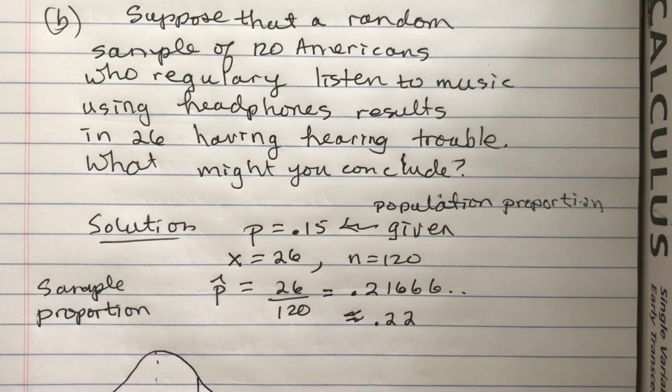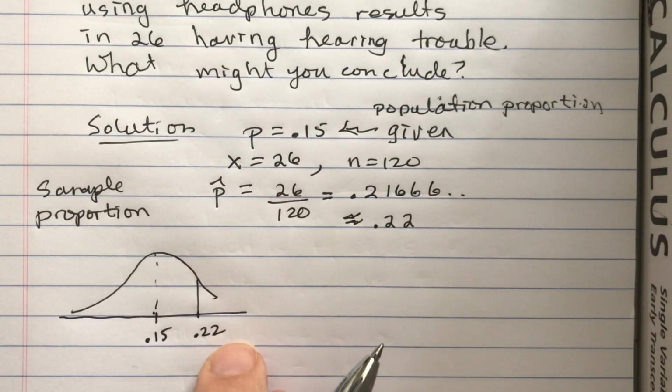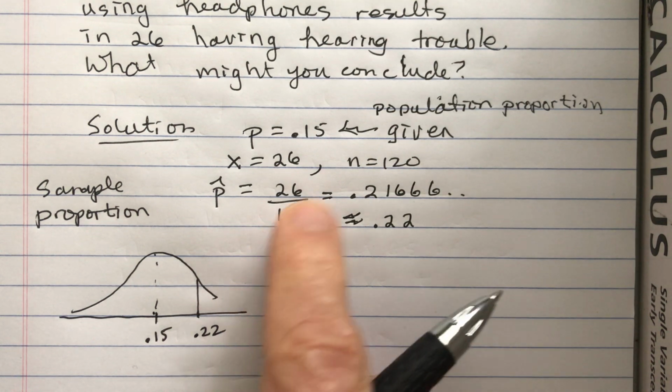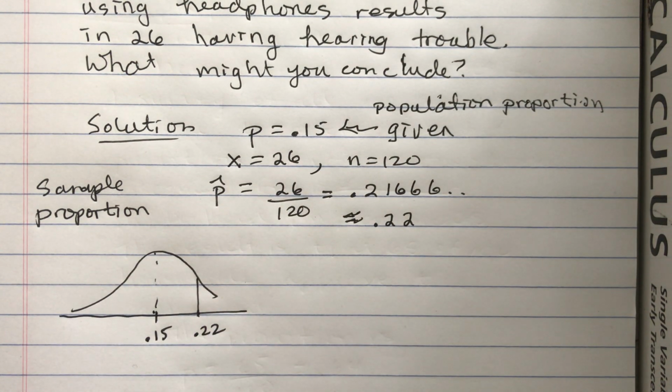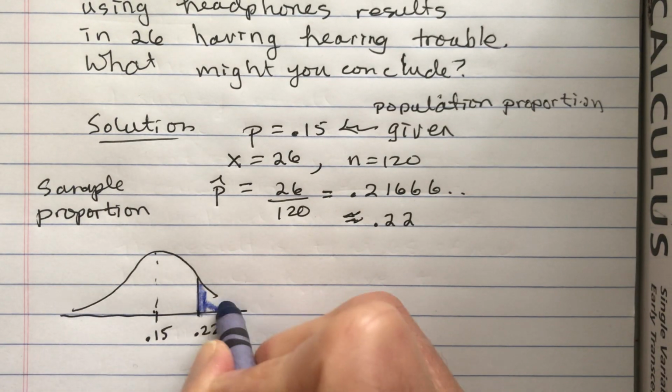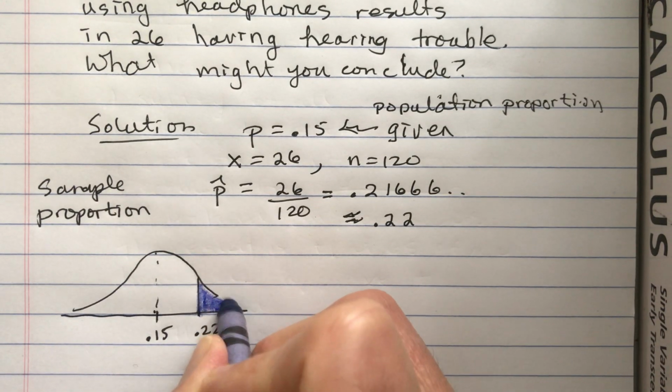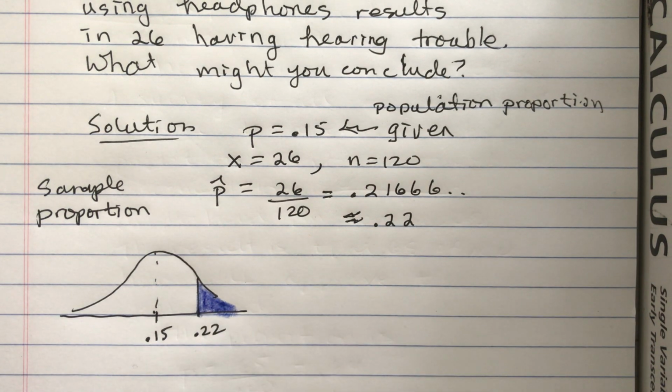So without taking a class or something, you're like, yeah, 22%, that seems a lot more than 15%. So it seems like those guys might simply, what's going on with that? Maybe they better stop listening to the headphones. But on the other hand, someone might say, well, you might have just by luck happened to have gotten people that have hearing loss, and it's just luck.